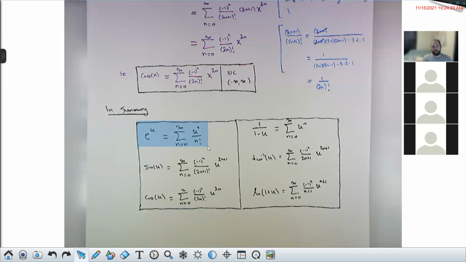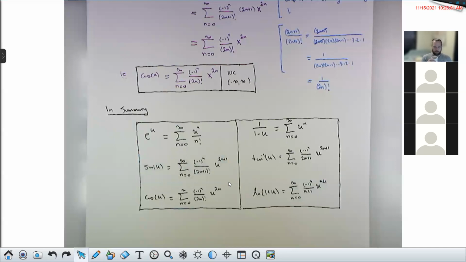and simplify. If I ask you to find a power series for the natural log of 1 plus x cubed, you're going to write this thing down and then plug in x cubed for u. If I ask you to find a series for sine x over x, you're going to take this thing, plug in x for u, and then divide the whole thing by x. Right? These are the 6 most important power series in all the land.